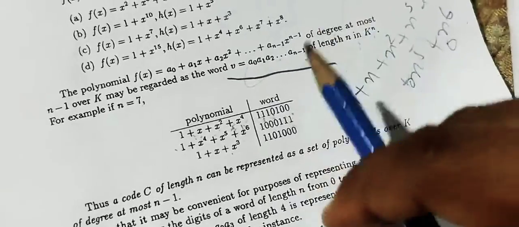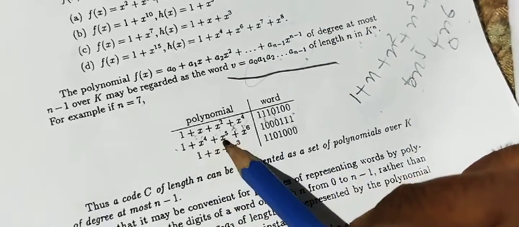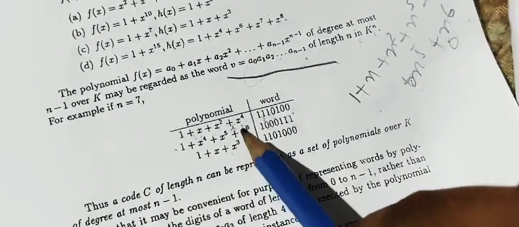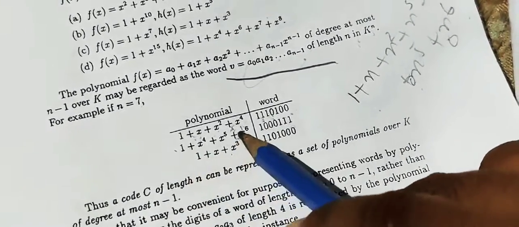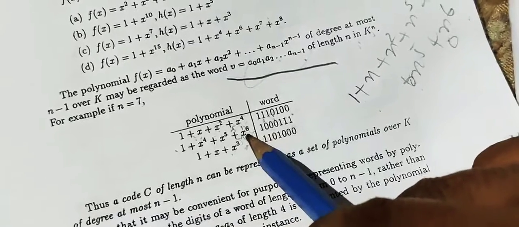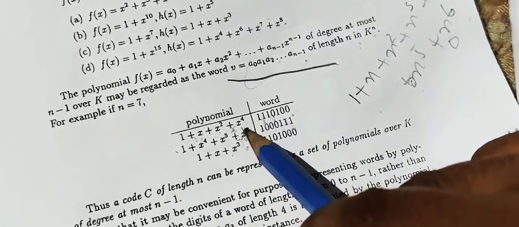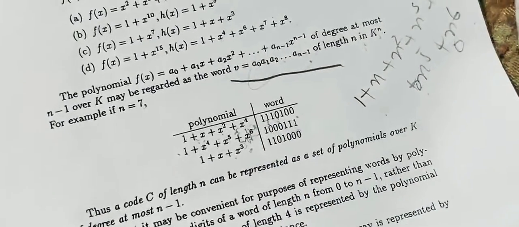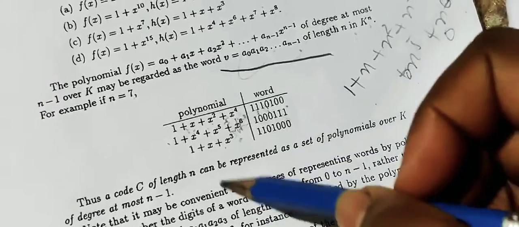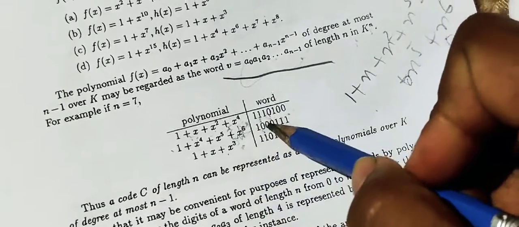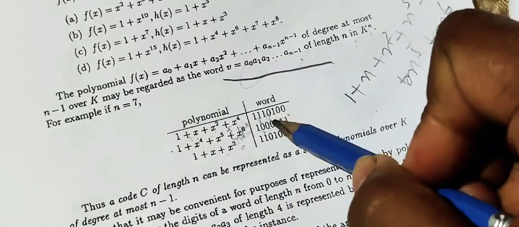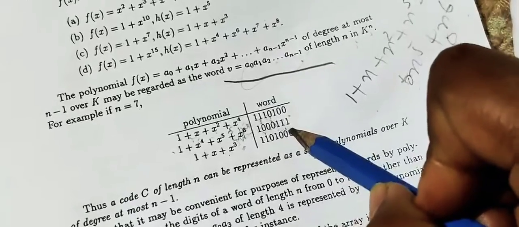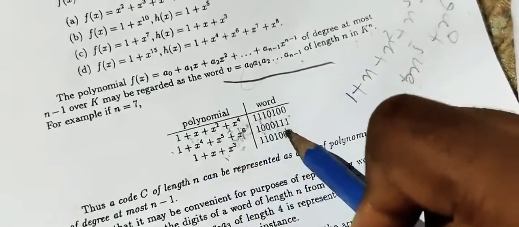The next polynomial is 1 plus x raised to 4 plus x raised to 5 plus x raised to 6. Here the length is 7. In this polynomial, x square and x cube terms are not present, so their coefficients must be 0. So the coefficient of x is 0, x square is 0, x cube is 0, and x raised to 4 is 1, x raised to 5 is 1, x raised to 6 is 1. So this is the polynomial converted into a word.